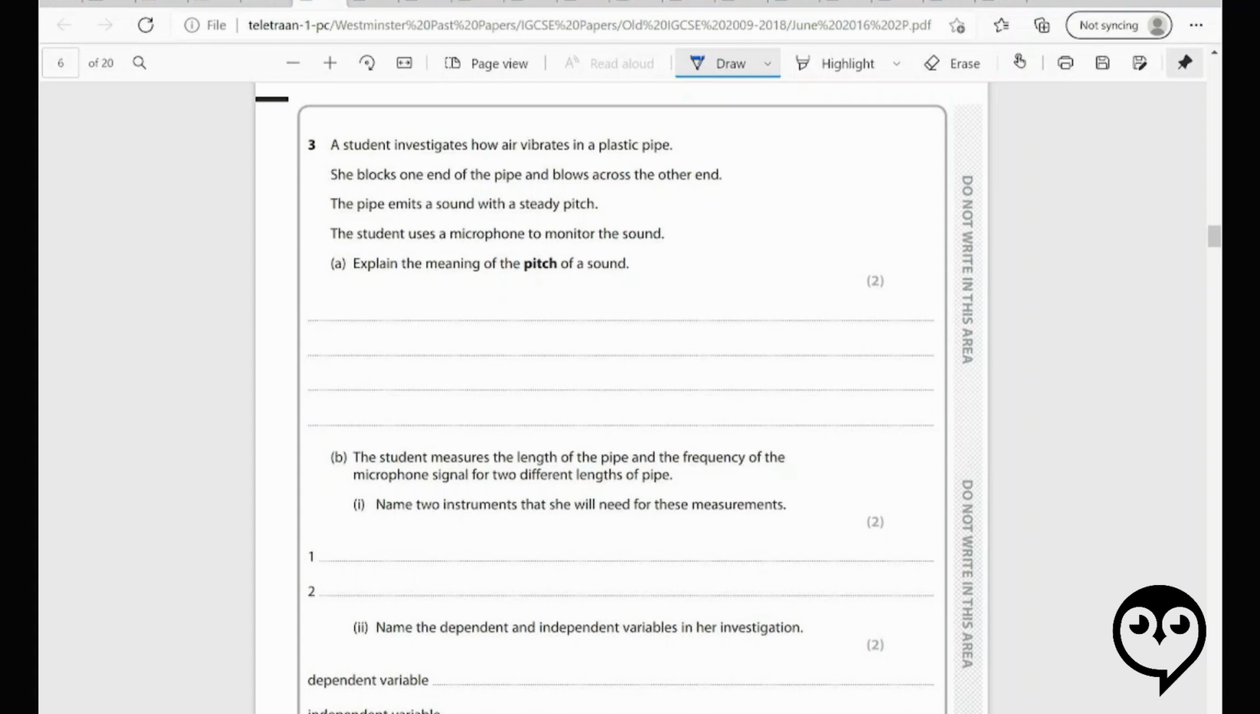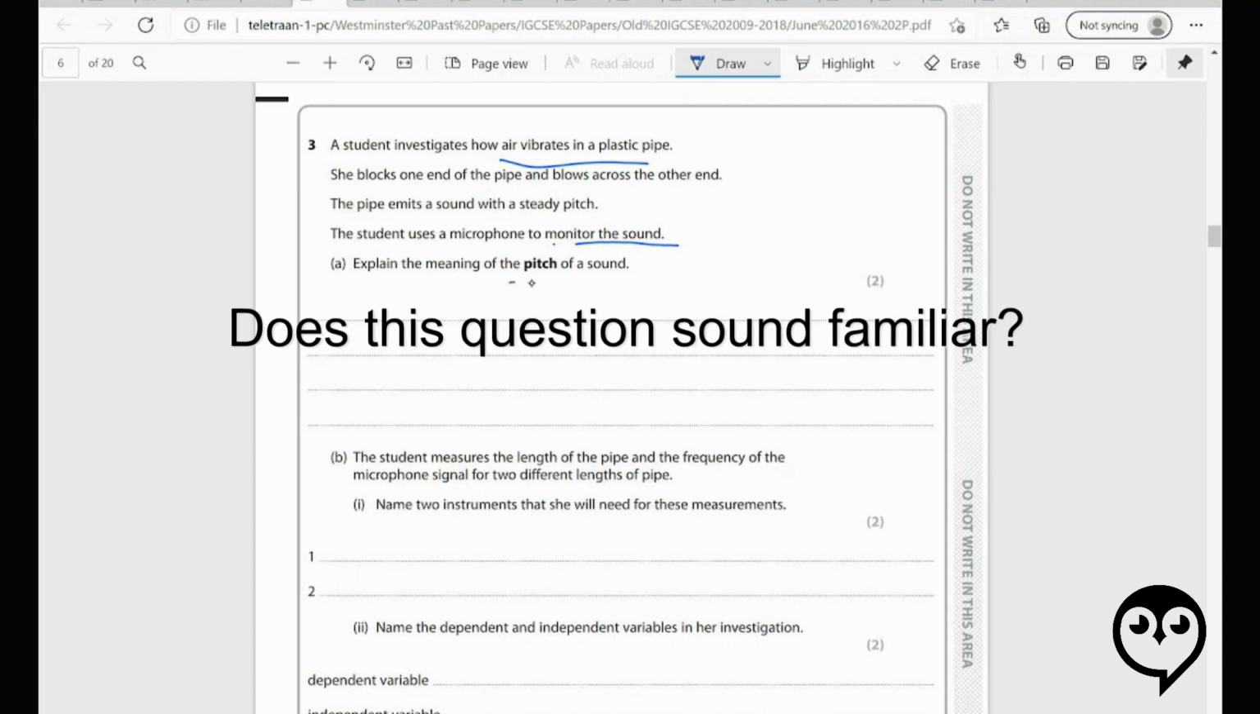Okay, I've got a June 2016 paper 2 for Edexcel. We've got a student here who's vibrating air across a plastic pipe to monitor the sound. Let's see. Explain the meaning of pitch. Oh, déjà vu.